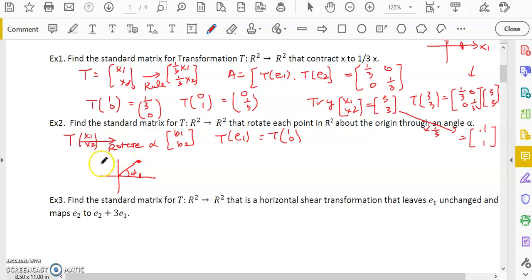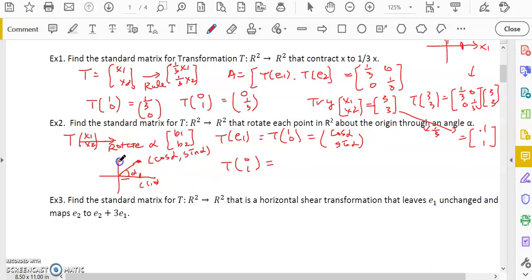So this is almost like the unit circle, because the unit circle would have (1, 0) in the beginning, right? So if this is alpha, like in trigonometry's unit circle, our x is cosine alpha, right? Our y is sine alpha. Just to remember. So this is good. So if I have (1, 0), the answer would be cosine alpha and sine alpha. What about T of e2, that is T of (0, 1)?